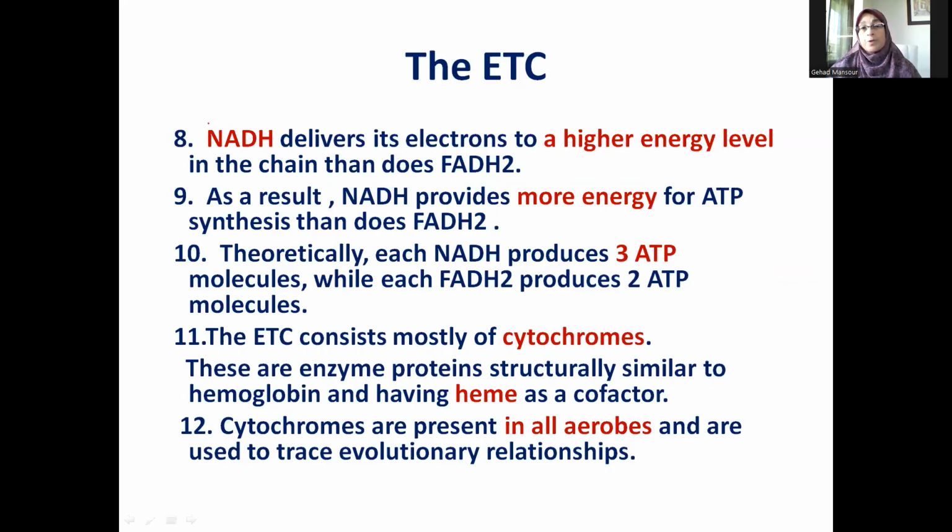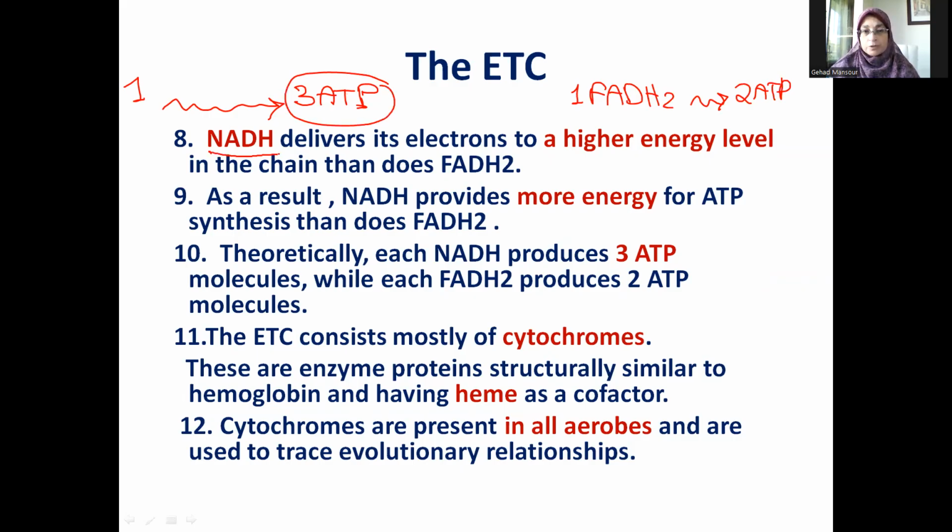Number 8, along the electron transfer chain, every molecule of reduced NAD helps in the formation of 3 ATP molecules, whereas every molecule of reduced FAD gives rise only to 2 ATP molecules. And this is, of course, because there is greater energy delivered by reduced NAD, which means that the electrons in reduced NAD are present at a higher energy level than the electrons of reduced FAD.